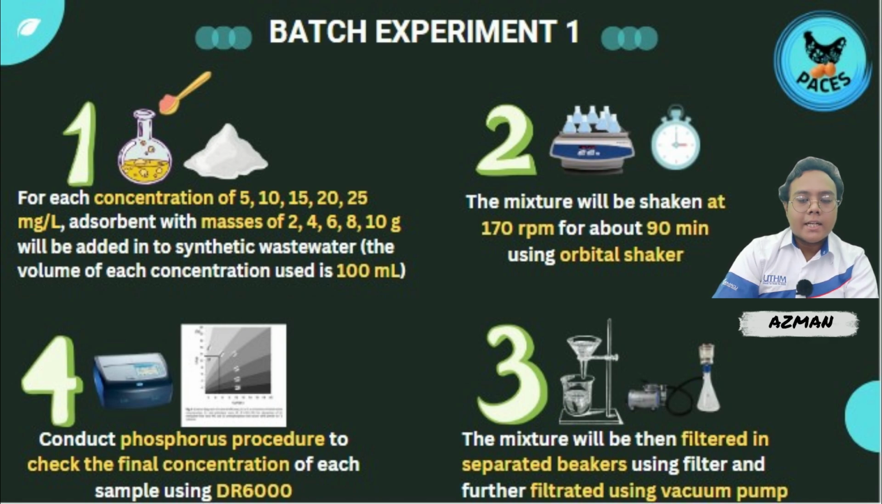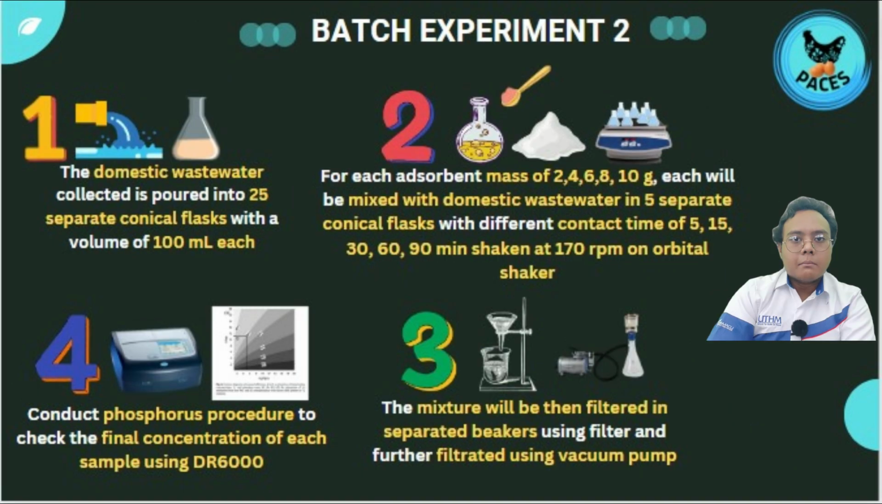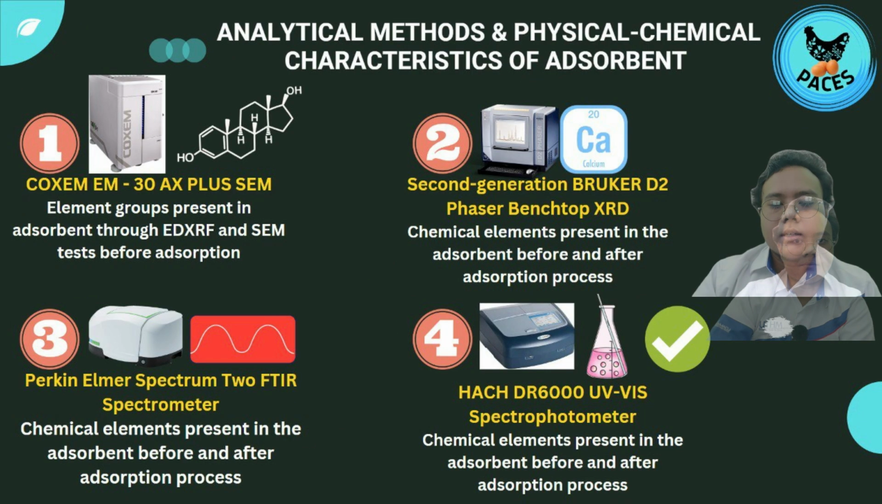The mixture was then shaken at 170 revolutions per minute for about 90 minutes on the orbital shaker. The mixture was then filtered into separate beakers and further filtered using a filtration set. The concentration of each sample after adsorption was checked by conducting the phosphorus procedure using the DR6000 spectrophotometer. Batch Experiment 2 will be the same as Batch Experiment 1, but we will use the domestic wastewater collected at the sampling location. Analytical methods were done to obtain results and data using specific devices.